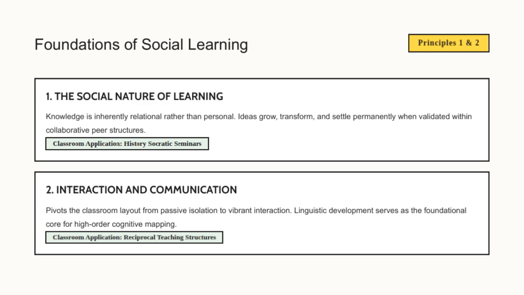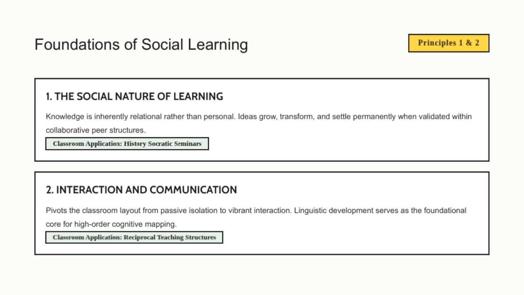Now, moving to the next point, interaction and communication. It's important to understand that knowledge isn't just an individual pursuit. Instead, it's inherently relational. Ideas truly grow, transform, and become solidified when they're validated within collaborative peer structures. This social aspect of learning is really fundamental because it allows students to test, refine, and deepen their understanding through meaningful dialogue and shared experiences.